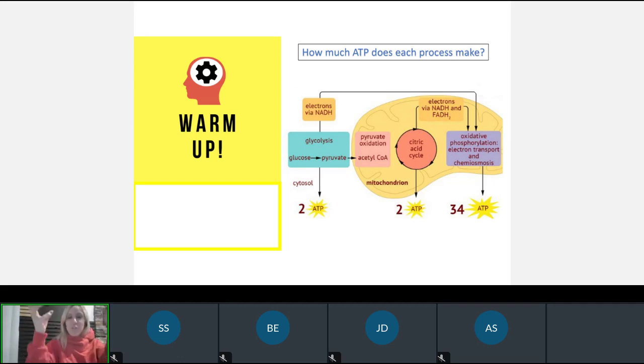All right, so we've got our two pieces of pyruvate, and we had ATP that we made in the cytoplasm right outside the mitochondria. Step 2 of cellular respiration.